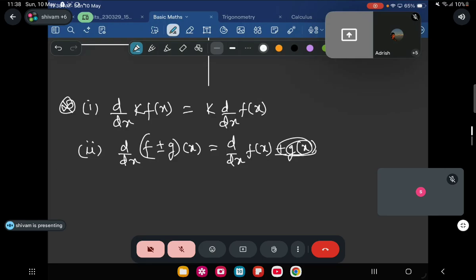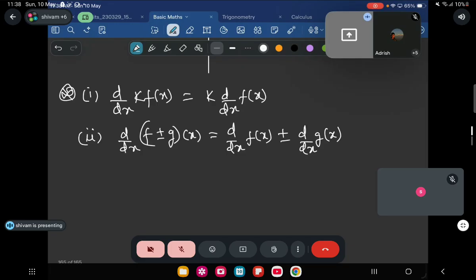dy dx of f of x plus minus g of x will be dy dx of f of x plus minus dy dx of g of x. Okay, everyone. You can differentiate them separately and then add or subtract. So let us do some problems.